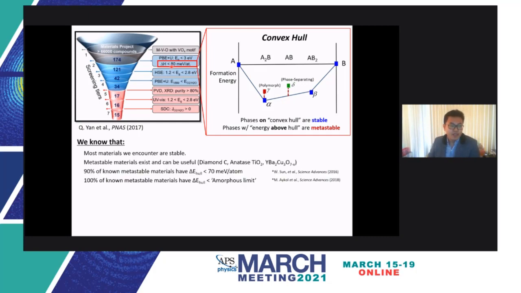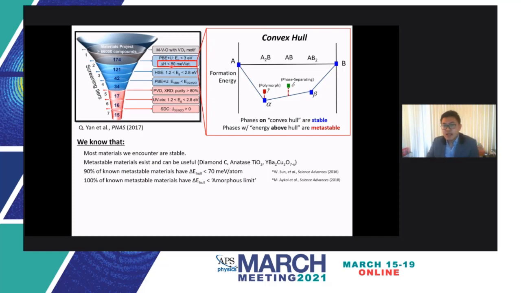So we know that most materials that we encounter in the world are convex hull stable, right? However, we also know that there are many materials that are convex hull metastable that can be synthesized and are often very useful, right? So some examples like were discussed earlier, diamond carbon, anatase TiO2 is an interesting metastable TiO2 polymorph that's good for catalysis. Yttrium barium copper oxide, very famous superconductor material, is also DFT convex hull metastable.